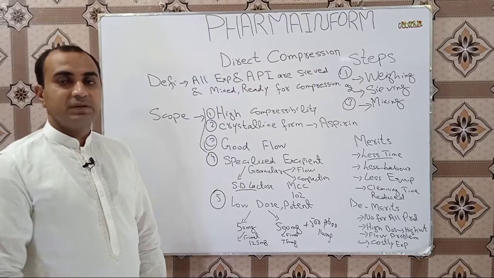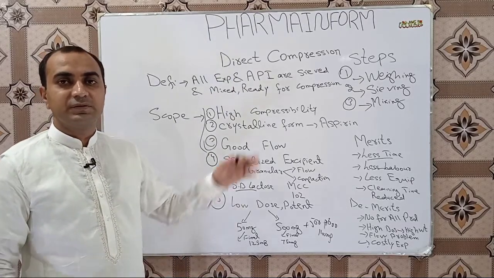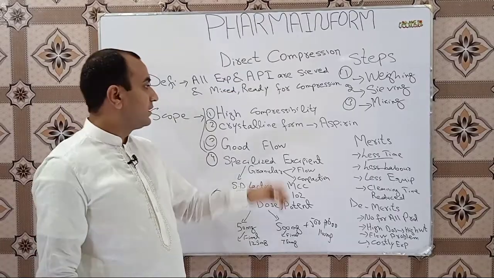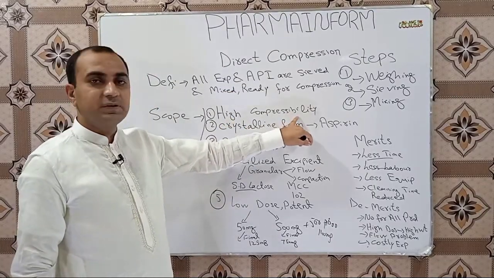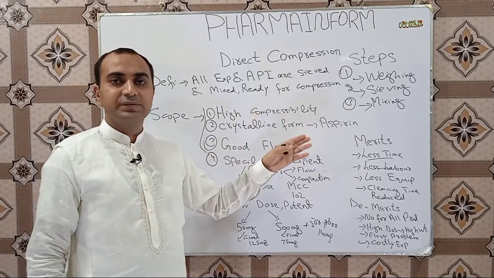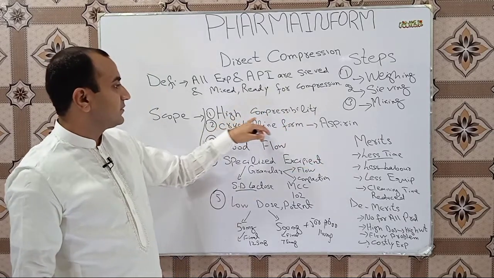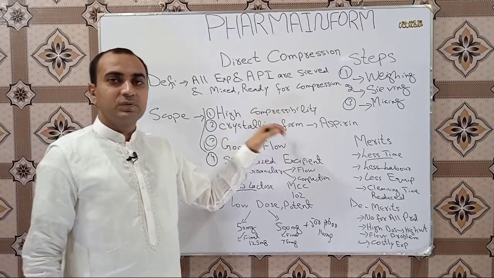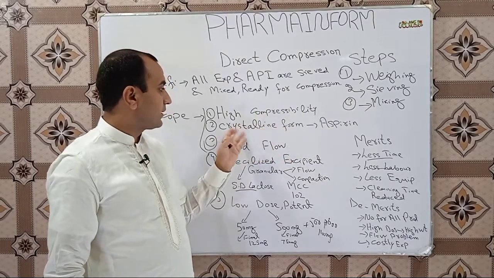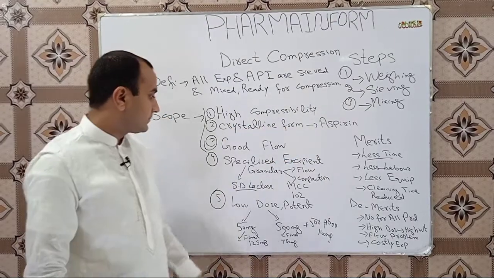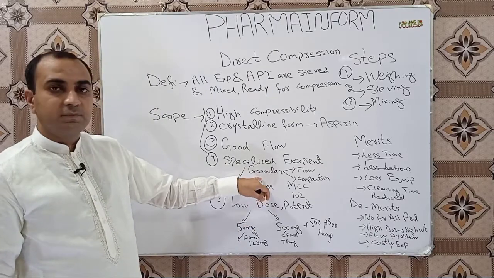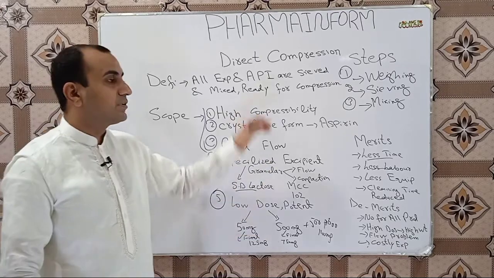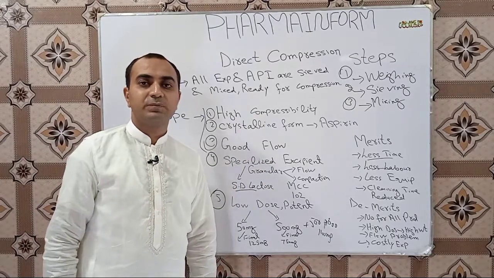So that is the direct compression method. Hope it is clear to you. For a brief overview, the direct compression method is used for those products which have high compressibility properties, meaning those APIs and excipients which can easily be compressed, which have good flow properties, or which are in the form of a crystalline structure like aspirin. We can improve flow and compaction by using specialized excipients, and the direct compression method is used for potent products or low dose products.